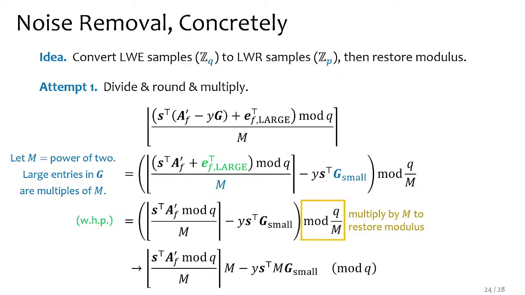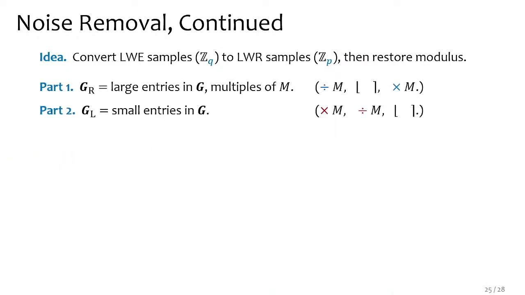However, there's a small issue. First, we ignore the small entries in G when we take the G out of the rounding. This also leads to having an incomplete G in our output. So we're going to fix the incompleteness of G. What we just did is part 1, which deals with large entries in G: we divide by m, round, multiply by m. For the small entries in G, we just swap the order of divide and multiply. We first multiply by m, so that it's always a multiple of m, and then I divide by m, and then I round. So it's kind of confusing.